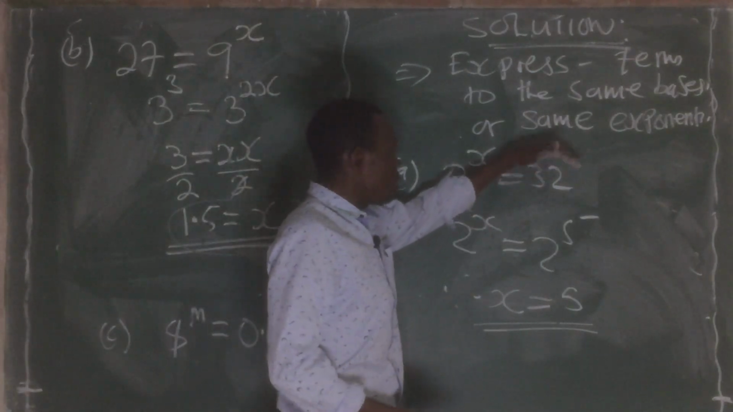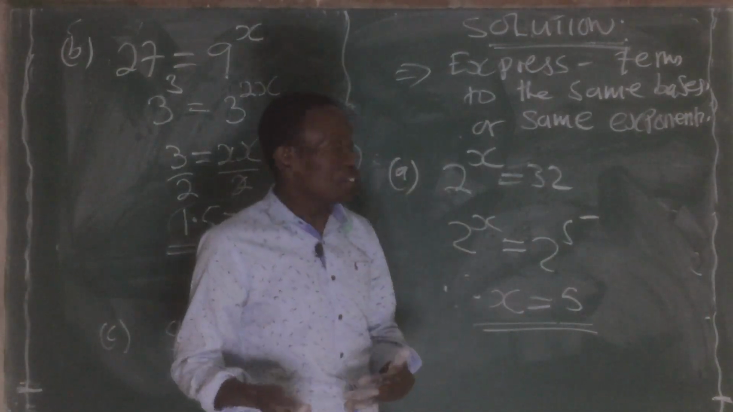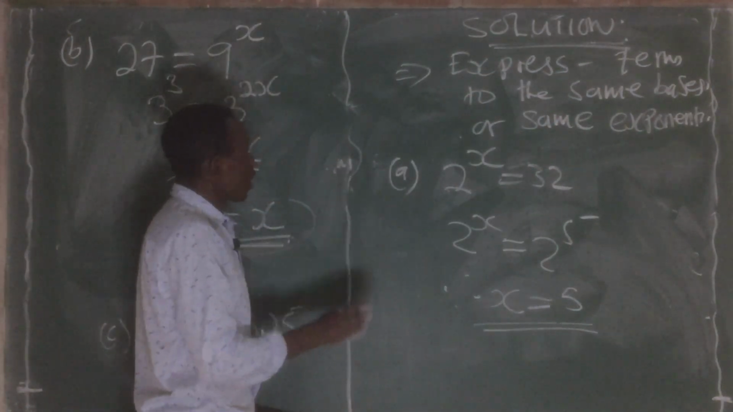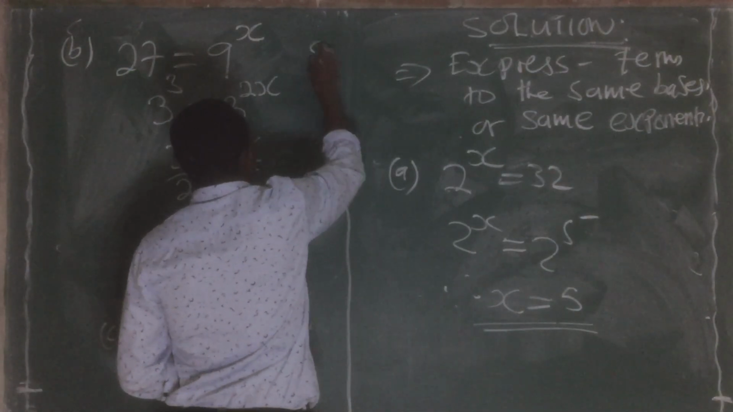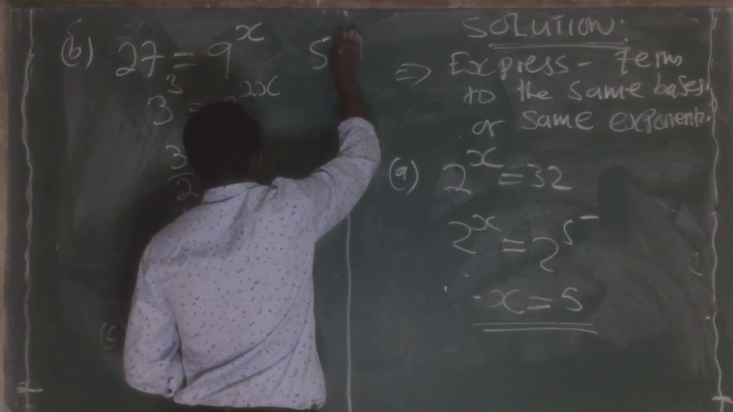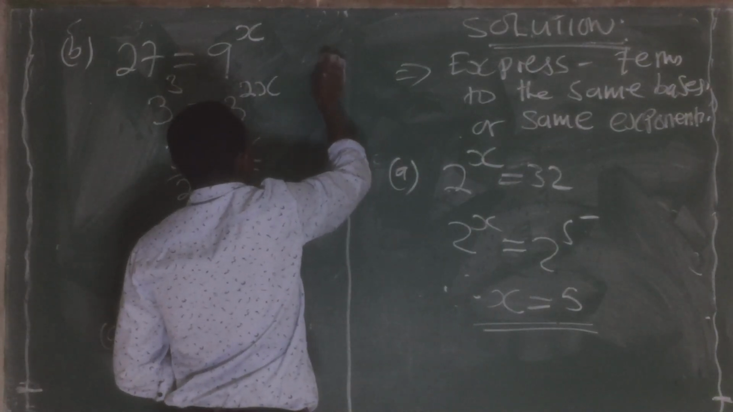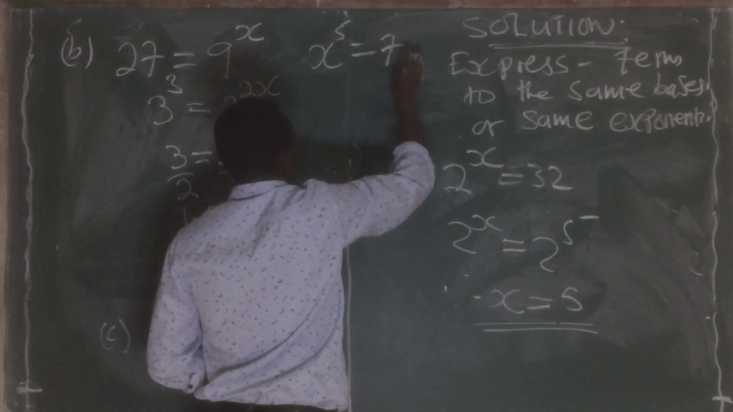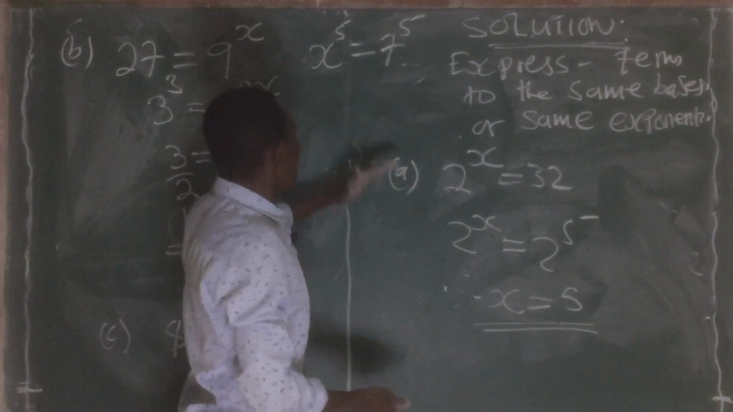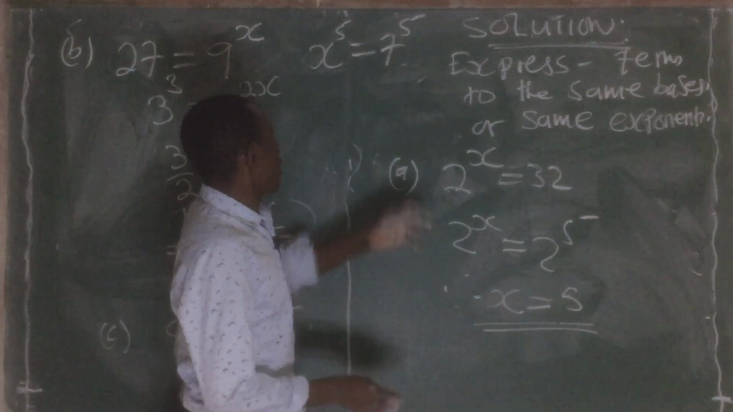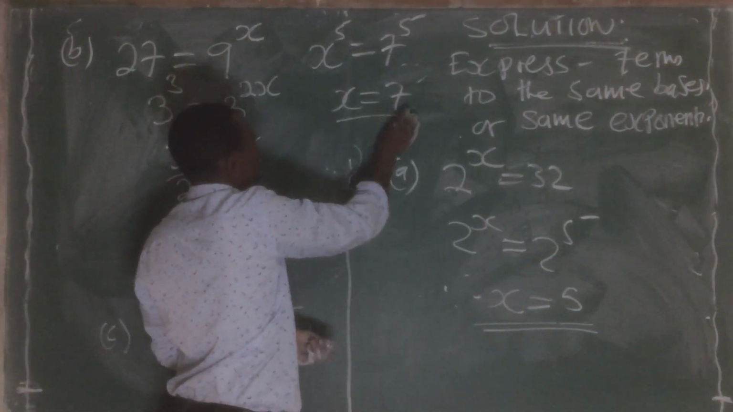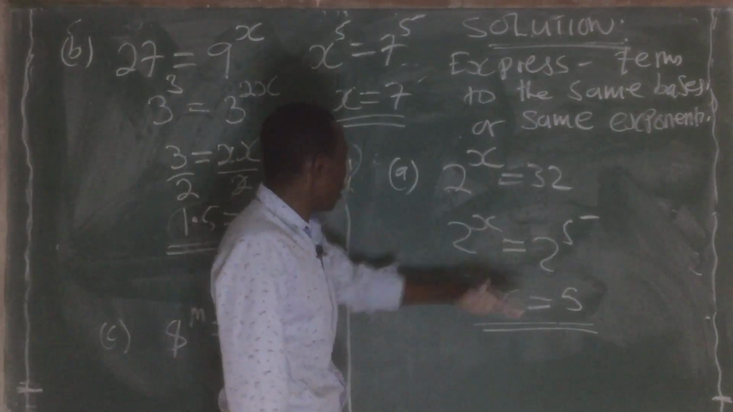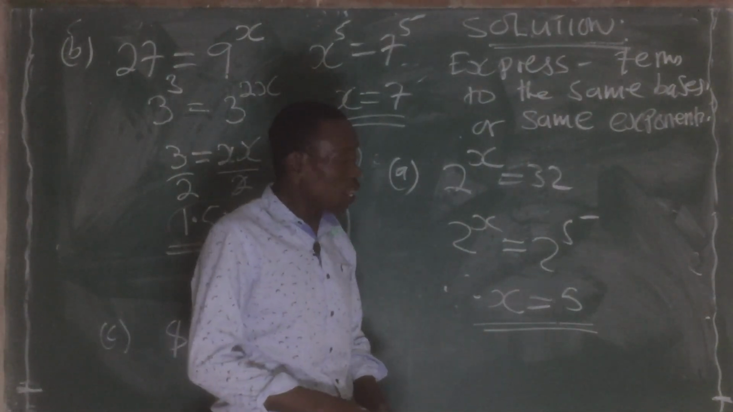At times it may be difficult, and as a mathematician you just have to express the terms to the same exponent. It follows that if terms are expressed to the same exponent, like x raised to the power 5 is equal to 7 to the power 5, it means the exponents are the same. Then we have to expect the bases to be what? The same. If you express to the same exponent, it means the bases are the same as such.